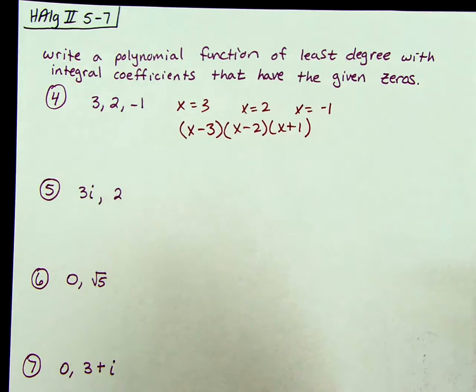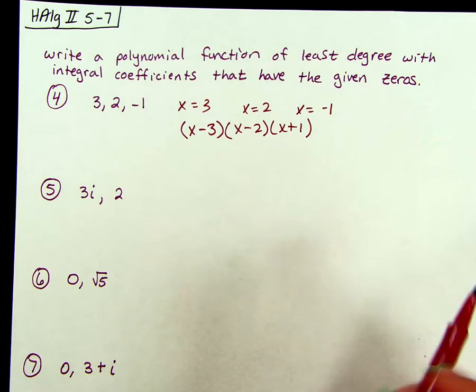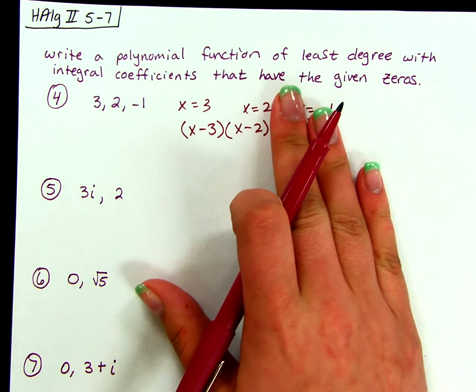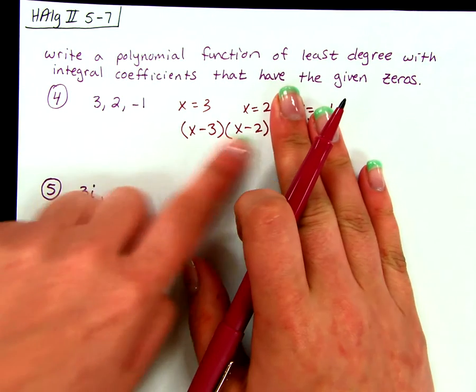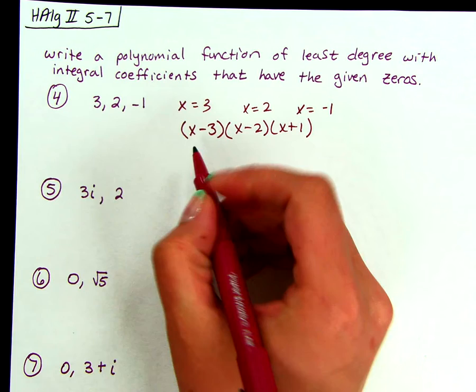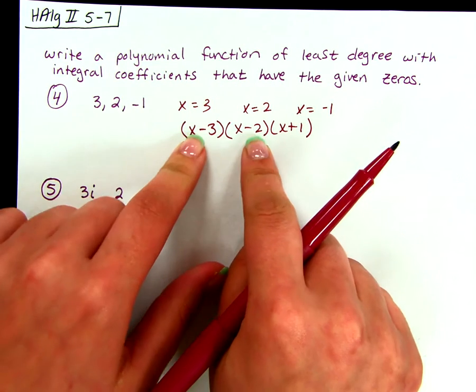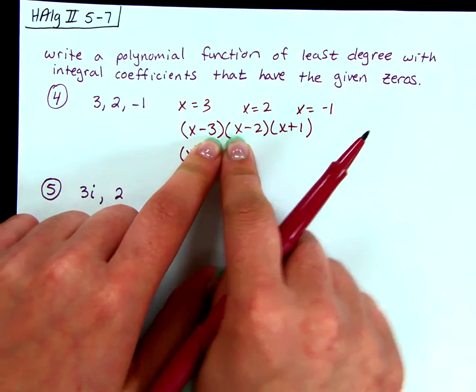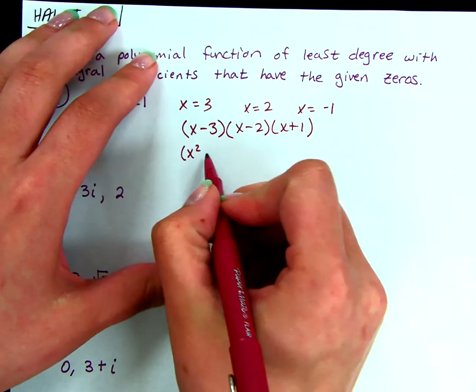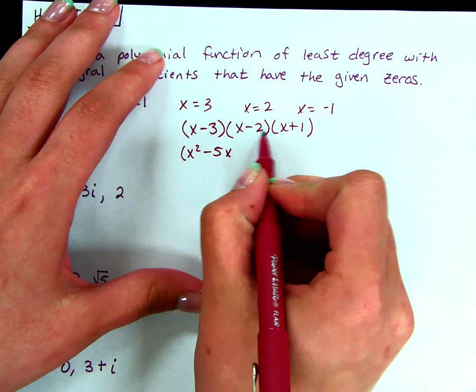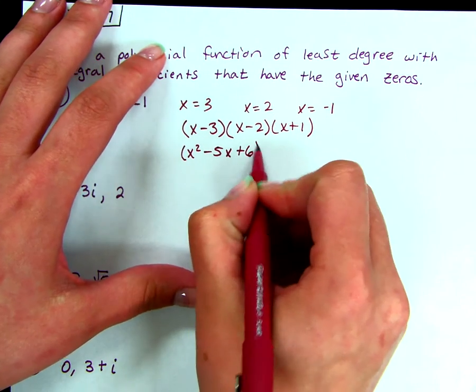So now if we multiply, we always multiply in sets of 2. So I'm going to ignore the last one, and then we're going to FOIL this together. So that will give us x squared, and then we will have a negative 2x, and then plus a negative 3x, so that'll be negative 5x. And then negative 3 times negative 2 is positive 6.